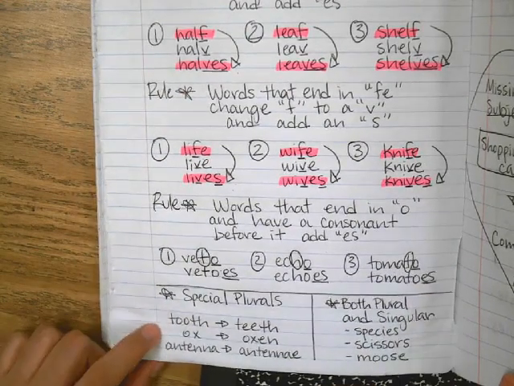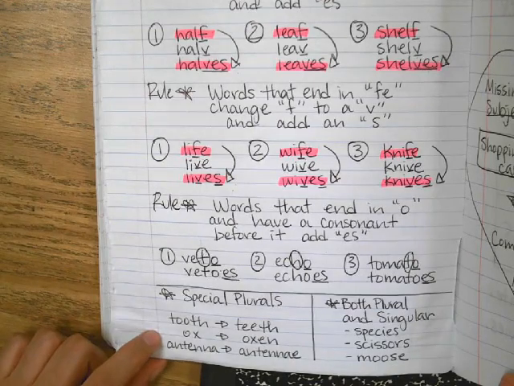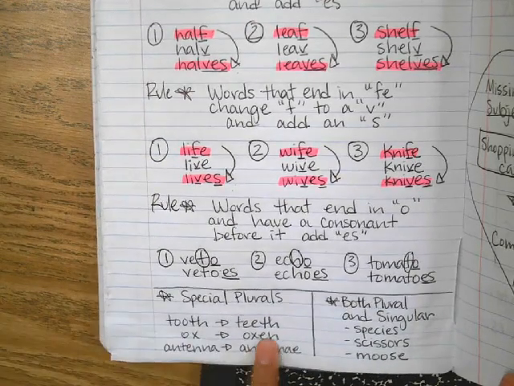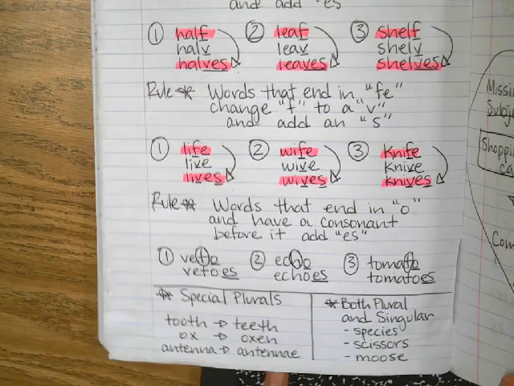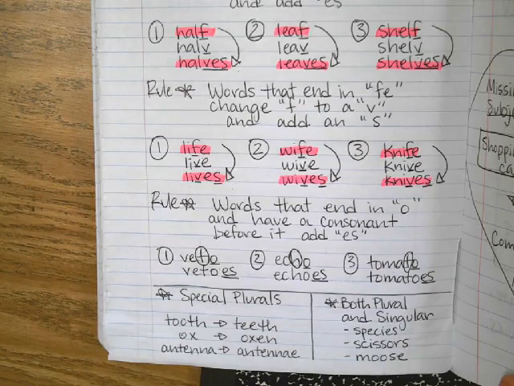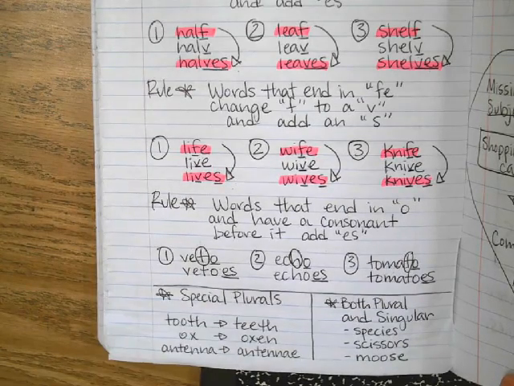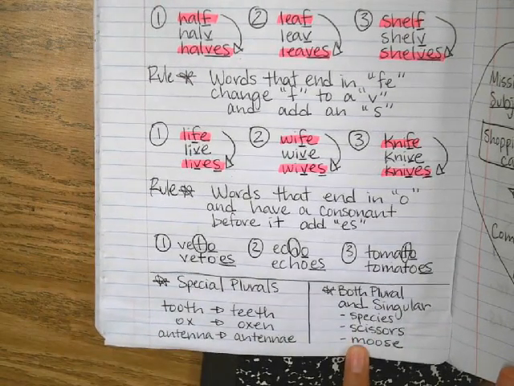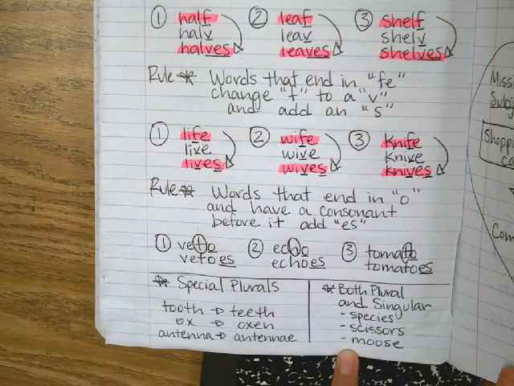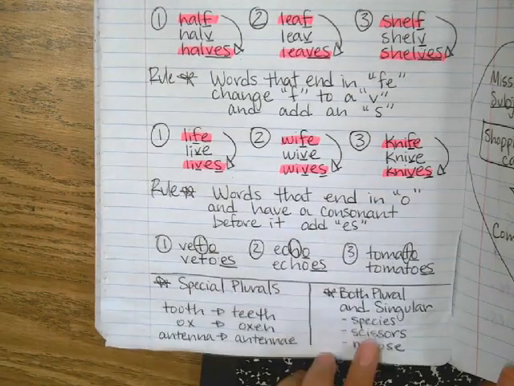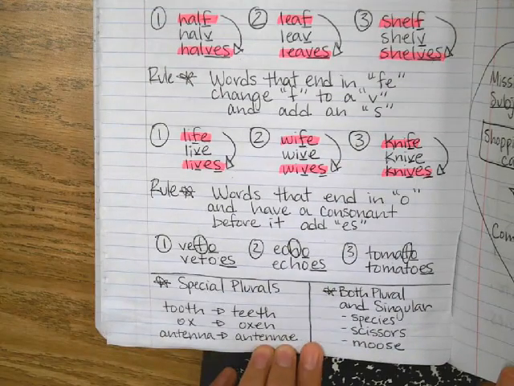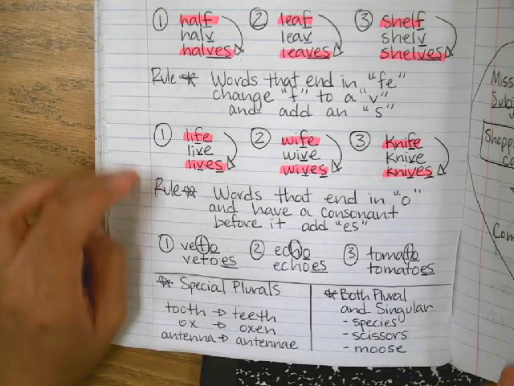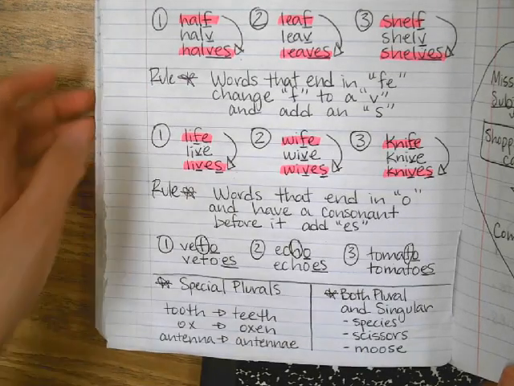Some of the special plurals do not have rules so specific like those, so it's just going to be tooth to teeth, ox to oxen, antenna to antennae. Some of the other examples that I gave under special plurals are like man to men, same thing with woman to women. There's a lot of those like that. And then we have words that are both singular and plural, which can be both: species, scissors, and moose, okay? So these are some that you kind of have to memorize. And these are a little easier because we can apply the rules.